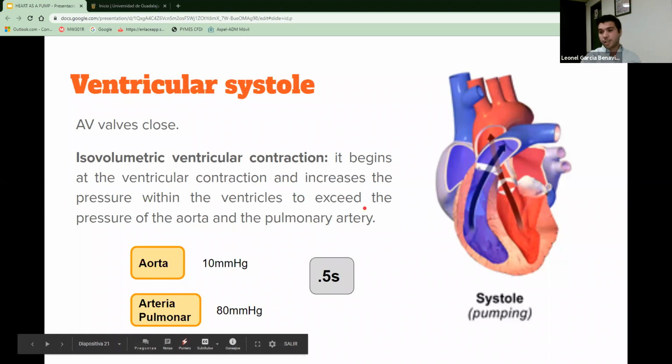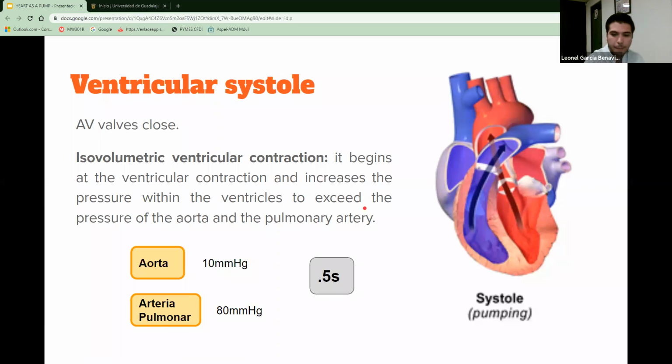And how much time does it last? It lasts about 0.5 seconds. So systole, ventricular systole, is what lasts longer in the cardiac cycle.